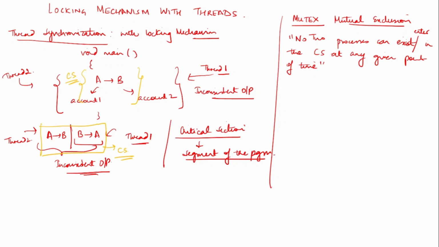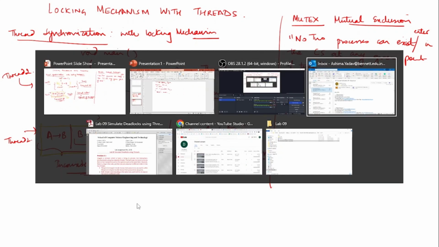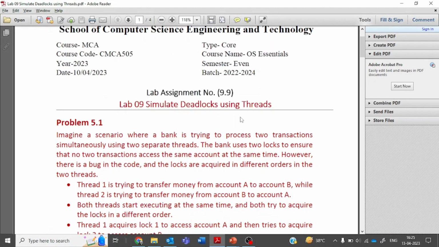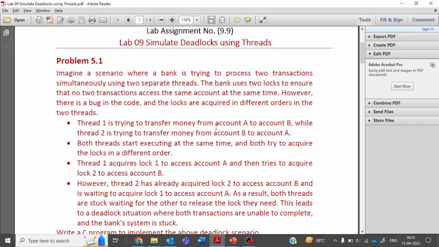And this is the main objective of this particular lecture. Now if you see the assignment here, the assignment also uses the same concept. It says to imagine a scenario. The question is a little bit twisted. Imagine a scenario where a bank is trying to process two transactions simultaneously using two separate threads. The bank uses two locks to ensure that no two transactions access the same account at the same time. However, there is a bug.